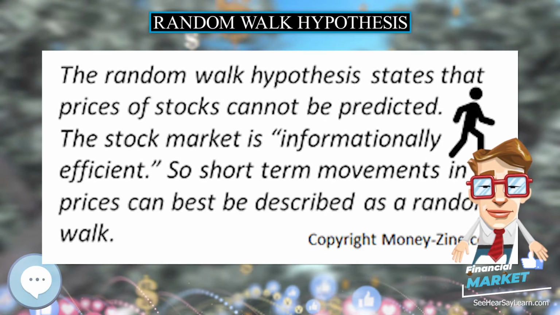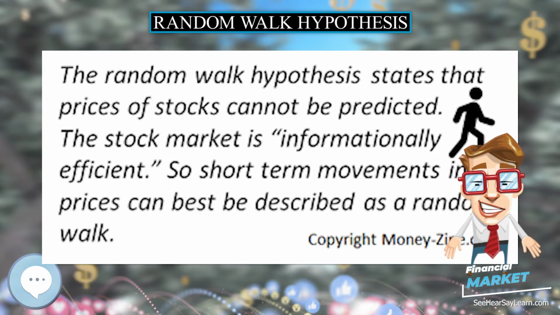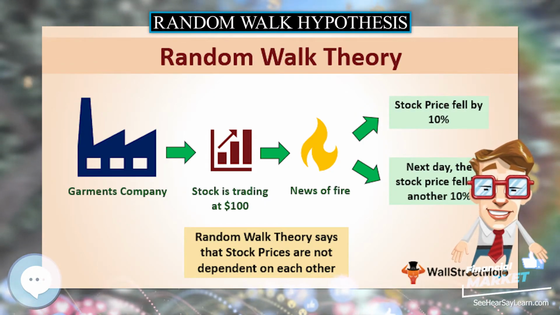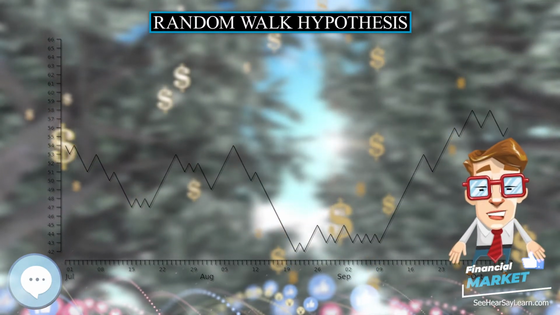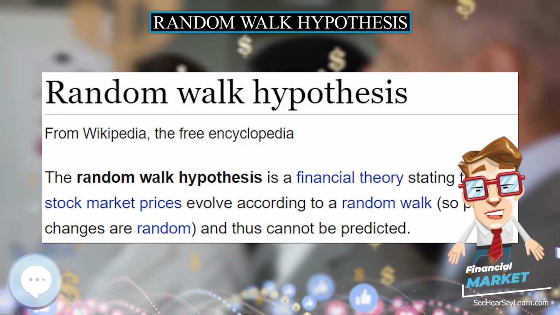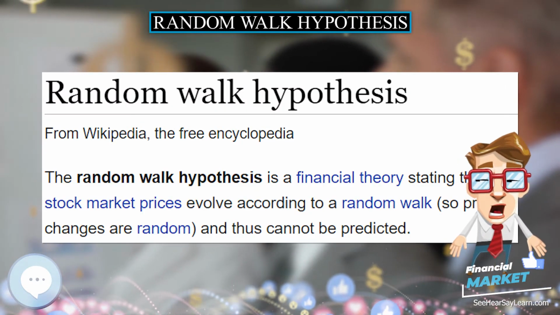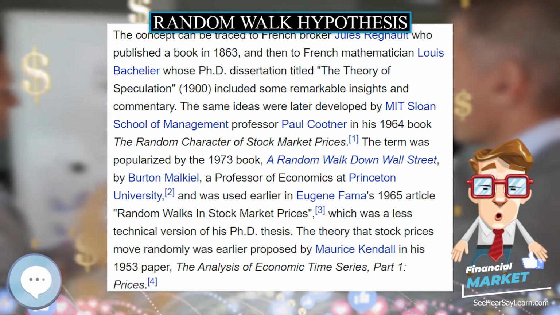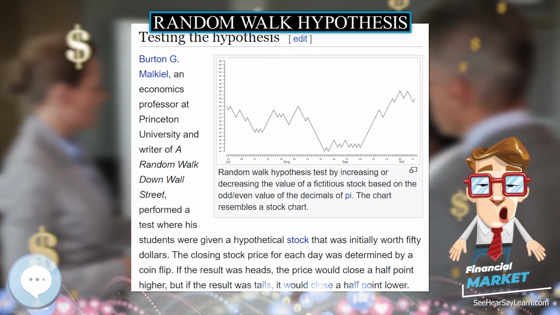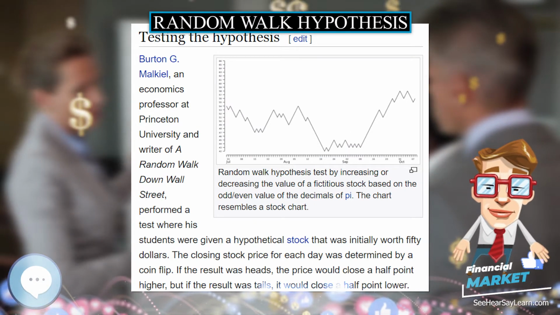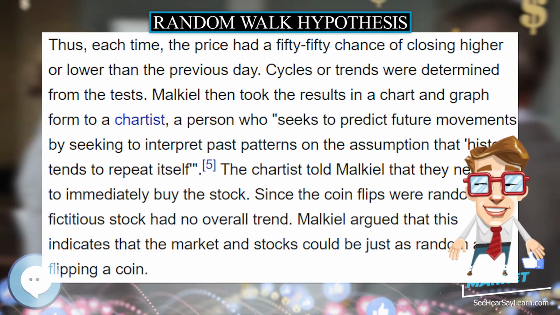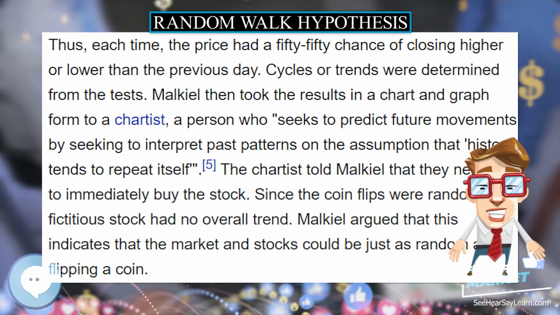Testing the hypothesis. Burton G. Malkiel, an economics professor at Princeton University and writer of A Random Walk Down Wall Street, performed a test where his students were given a hypothetical stock that was initially worth $50. The closing stock price for each day was determined by a coin flip. If the result was heads, the price would close a half point higher, but if the result was tails, it would close a half point lower. Thus, each time, the price had a 50-50 chance of closing higher or lower than the previous day. Cycles or trends were determined from the tests.